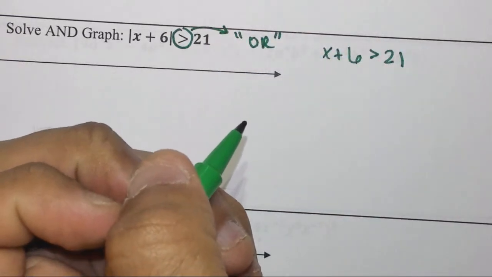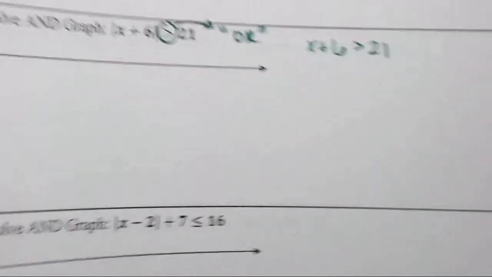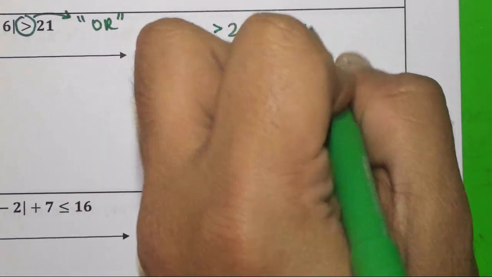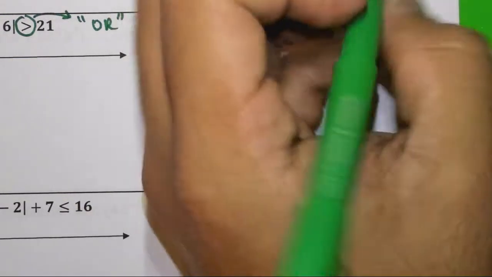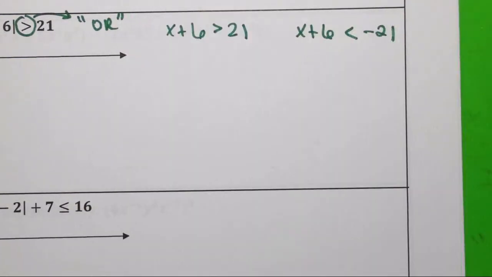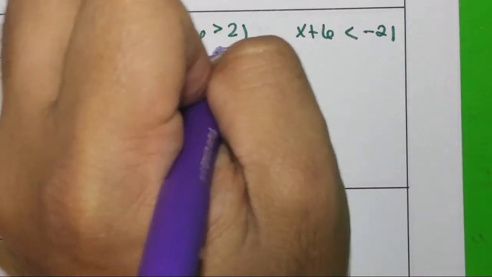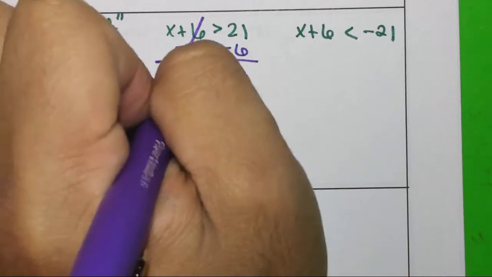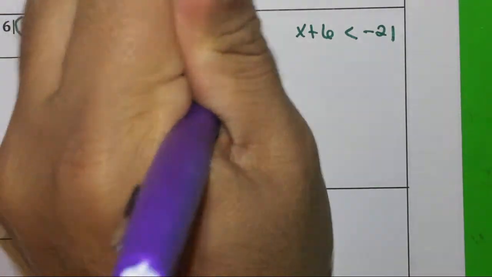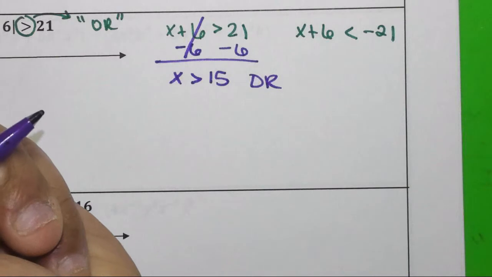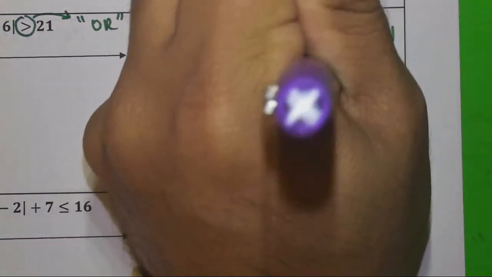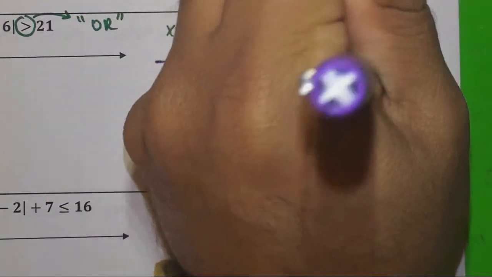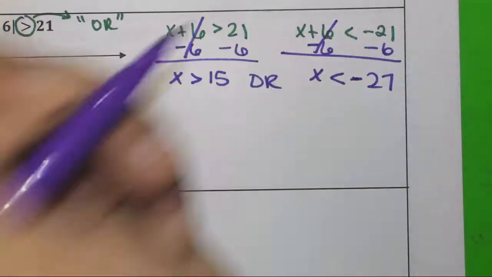or you're going to have that exact same thing, x plus 6, but it's flipped. And because you flip it, it's going to be less than its negative version, negative 21. And then you solve for both. So minus 6, minus 6. Here you get x is greater than 15, or minus 6, minus 6, x is less than negative 27.